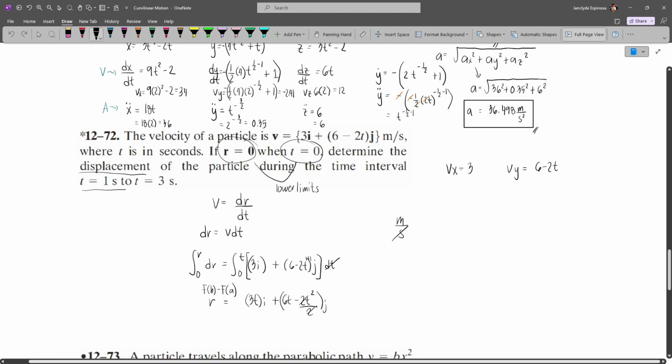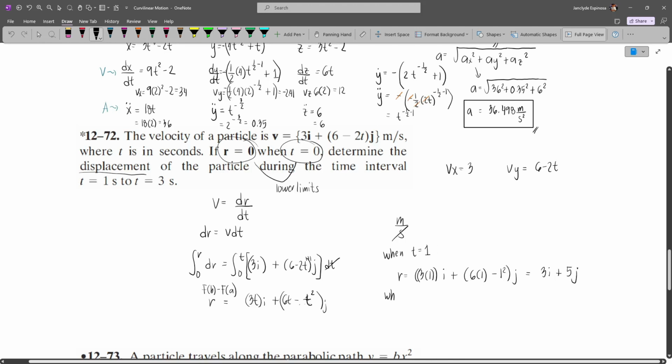And so since we want the displacement between these intervals, we will substitute these values in our equation, and then we'll subtract them because we want the displacement. And so when t equals 1, we have r equals 3 times 1 of i, and then plus 6 times 1 minus, by the way, this will be removed. So let's just erase this. This is now only t squared. So we have 1 squared of j. And so this is 3i plus 6 minus 1 will give us 5. So this is 5j when time is equal to 1.